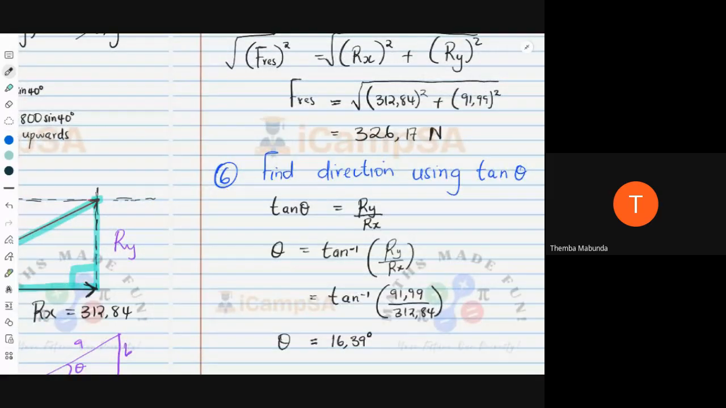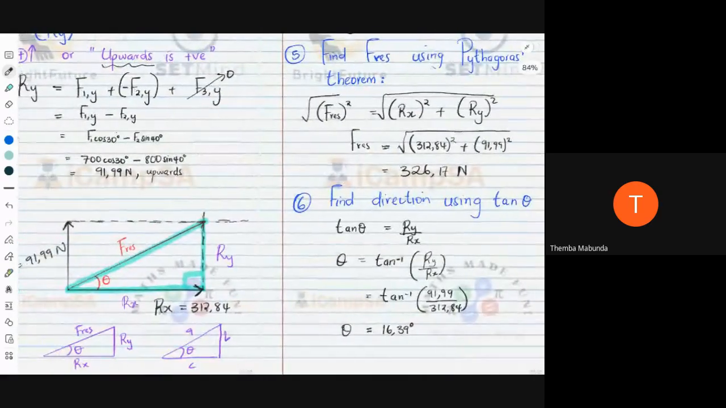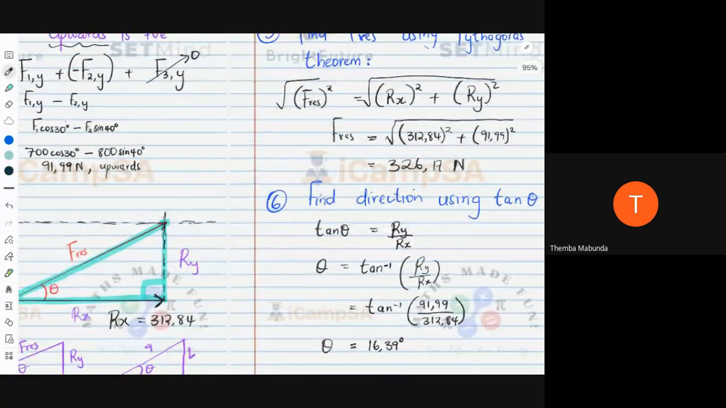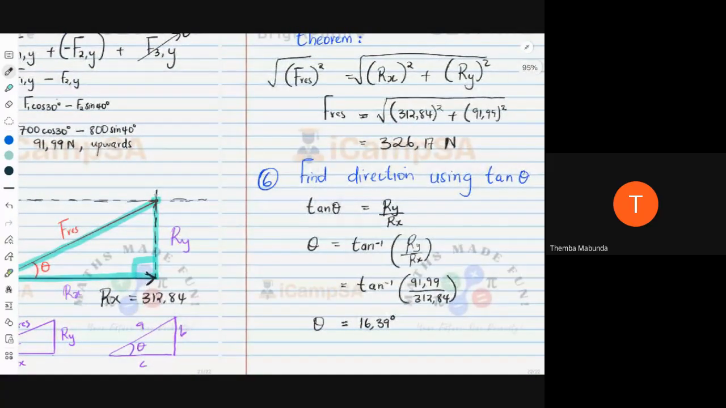Yo, I lost you there, Temba. I think your network is not good. Maybe try say that again. I was trying to say I got 16.39 degrees. Oh, okay, thank you very much.